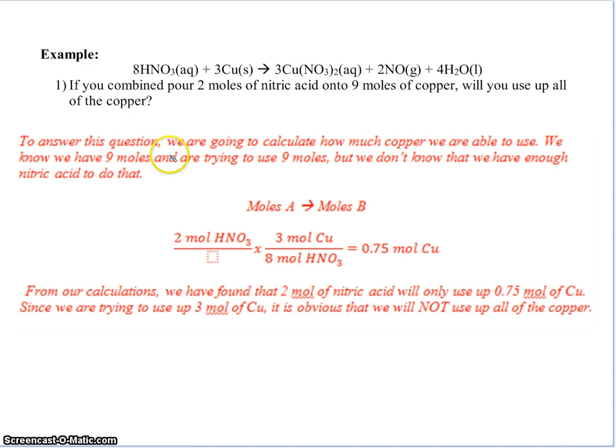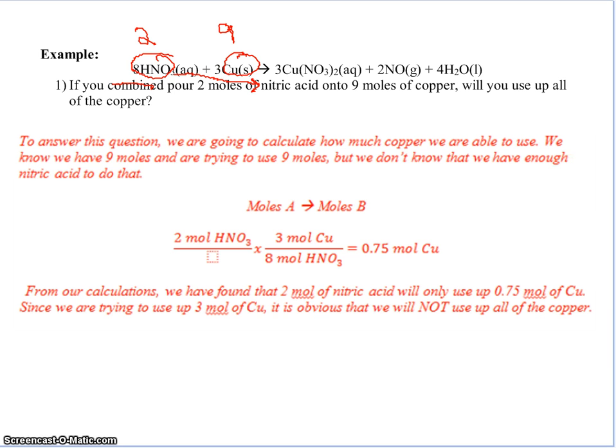blah, blah, blah. Okay. If you pour 2 moles of nitric acid onto 9 moles of copper, will you use up all the copper? So this one's the nitric acid, and the copper's right here. So it's saying we have 2 of these and 9 of these. So I can already tell that we need 8 for every 3, so we need a lot more of these, so like, no way, we don't have enough nitric acid. But let's look at what this says.